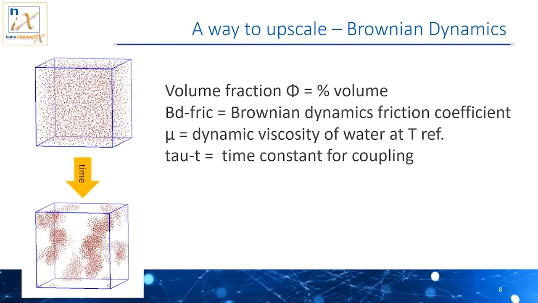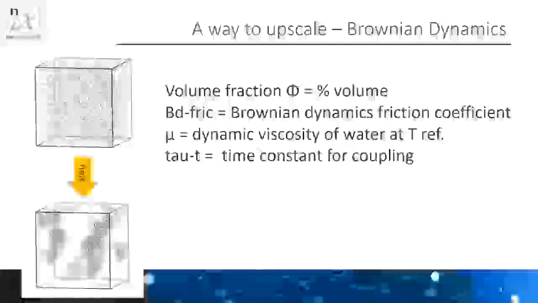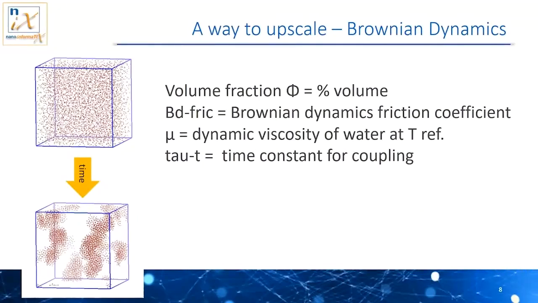So I prepared several starting configurations with different volume fractions from 0.8 to 7%, so supersaturation conditions, to be able to observe quite a number of clusters in a 100 nanometer cubic box. So there are some specific parameters for Brownian dynamics. The Brownian dynamics friction coefficient, the mu, which is the dynamic viscosity of water at the simulation temperature, and tau_t, which is the time constant for coupling.